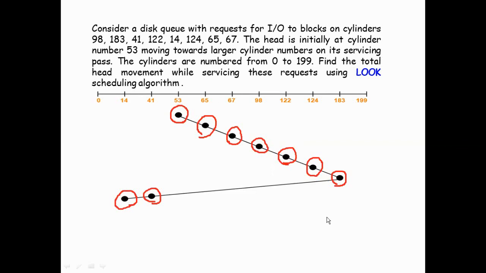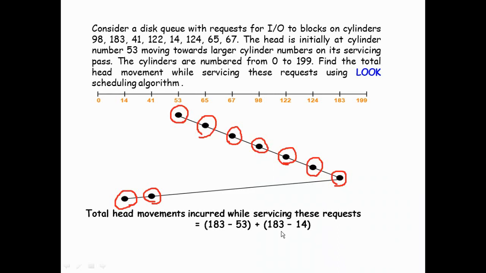Then the total number of head movements is 183 minus 53 plus 183 minus 14. This is equal to 299. So this is the total head movement using the CLOOK scheduling algorithm.